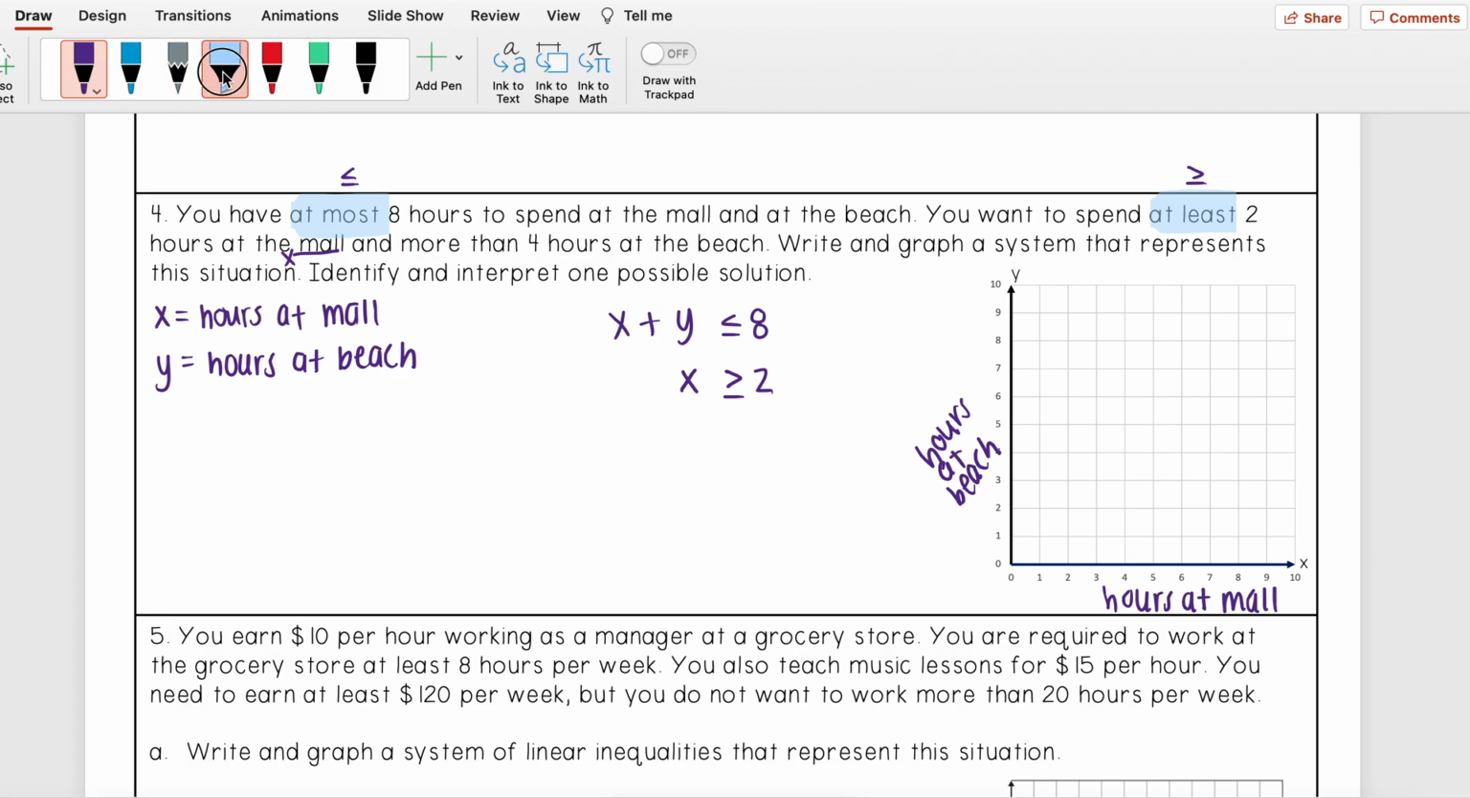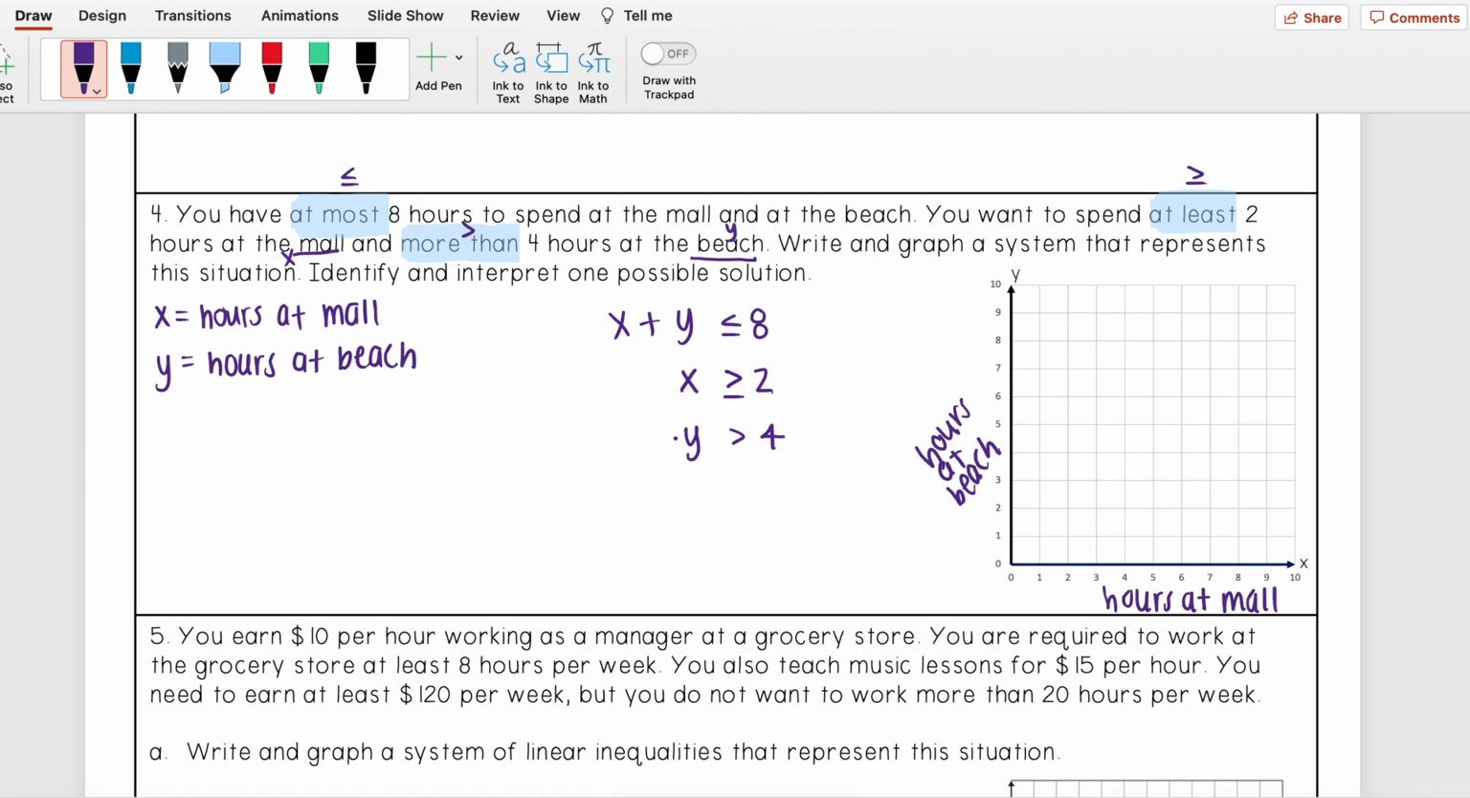And then that second half of the sentence says I want to spend more than 4 hours at the beach. So at the beach, that is y. I want to spend more than 4 hours at the beach. So that means that y is greater than 4. And that's because more than represents that inequality greater than. And you can see that in that chart on the first page. And so this is my whole system of linear inequalities. So I actually have 3 linear inequalities that I'm going to be graphing here.